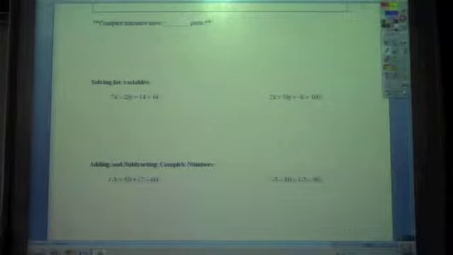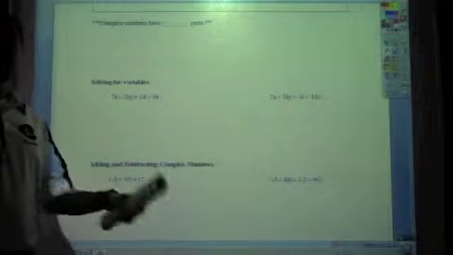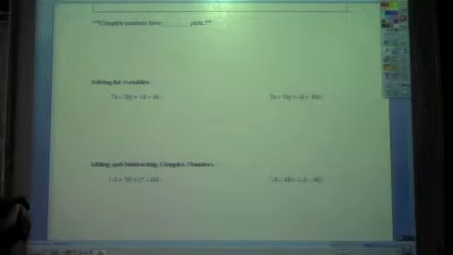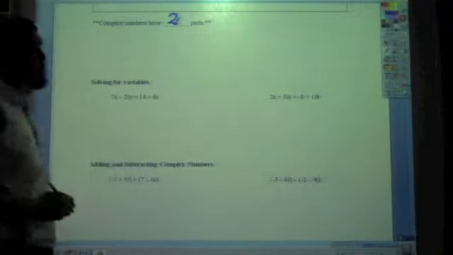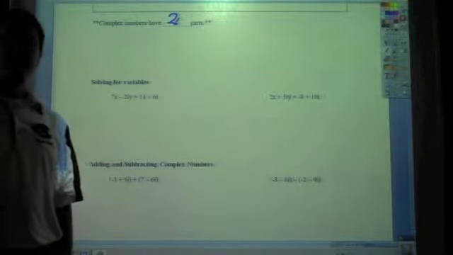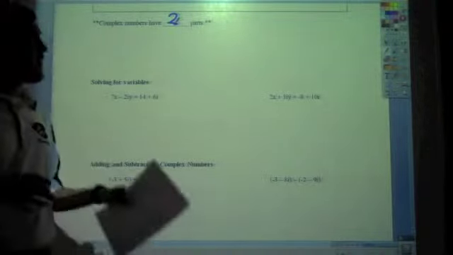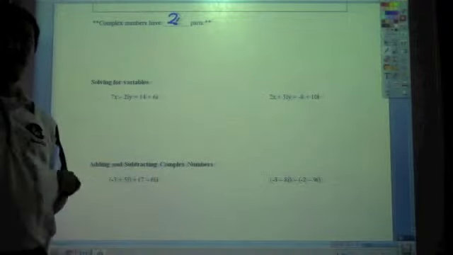Today we're going to talk about complex numbers. Okay, and complex numbers are an extension of imaginary numbers. What we need to know about complex numbers is that they have two parts. There's a real part and there's an imaginary part. So a complex number is when we take a real number and put it together with an imaginary number.